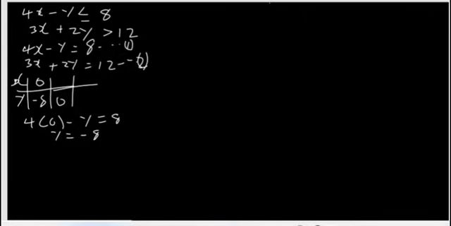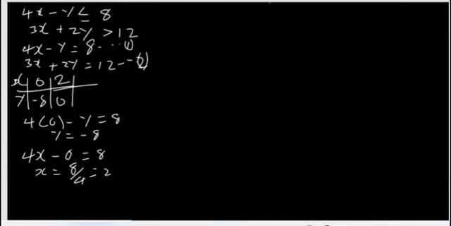Also, for me to get the value of x when y is equal to 0, I'll make y 0 in the same equation. So here I have 4x minus 0 is equal to 8. From there, x is equal to 8 divided by 4, which is equal to 2. That's for the first equation.